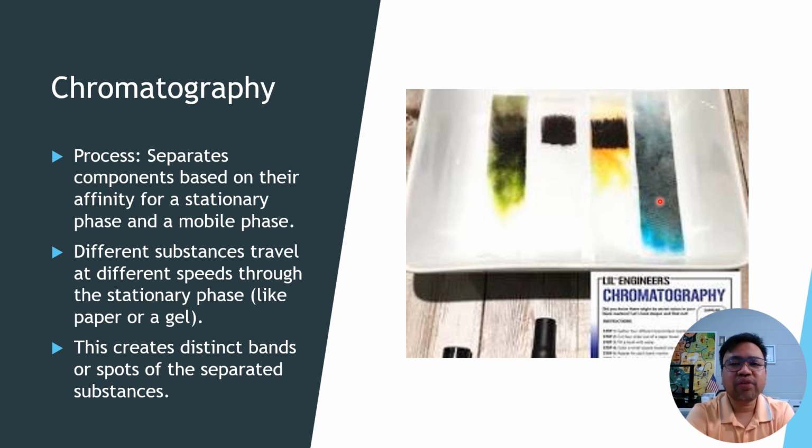Imagine a drop of ink placed on a strip of paper, which is then dipped into water. The ink, a mixture of different dyes, spreads upward with the water. Each dye moves at a different speed and forms a separate streak of color up the paper. That's chromatography in action. Simple yet profound.